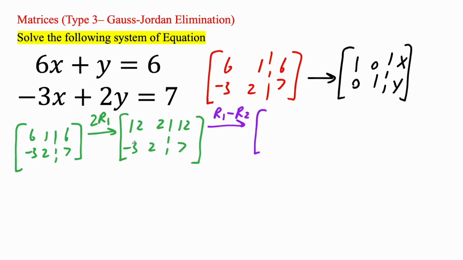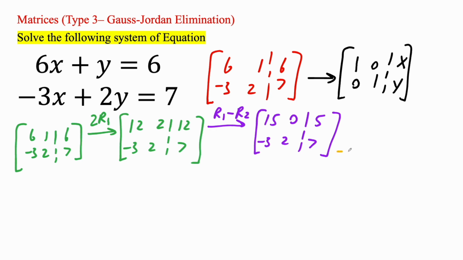Okay, so continuing on, row 1 minus row 2. So 12 minus 3 will give us 15. Likewise, 2 minus 2 would give us 0, dash, dash, dash. 12 minus 7 will give us 5. This row remains the same, negative 3, 2, 7. So if you notice, we're one step closer. This piece right here is 0.